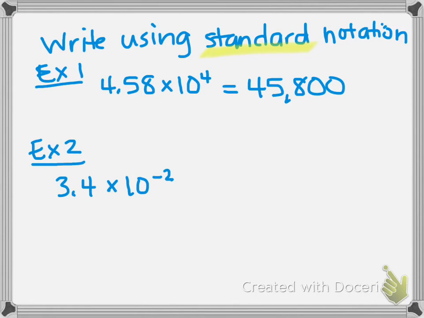Example 2, 3.4 times 10 to the negative second. That means 3.4 times 1/100th. And the short way of writing that would be to take 3.4, and because of the negative exponent, we're going to move the decimal 2 places to the left. So the decimal is now here. We add a 0. So the answer for 3.4 times 10 to the negative second is 0.034.